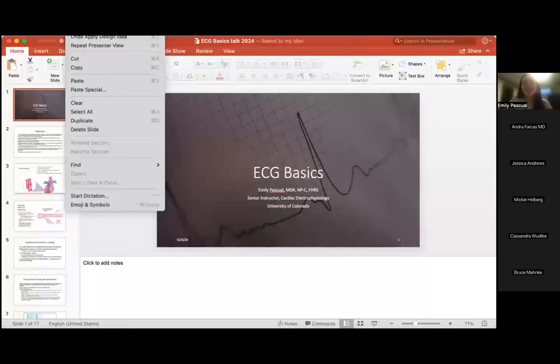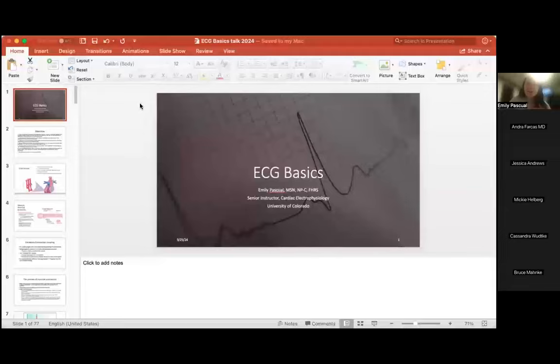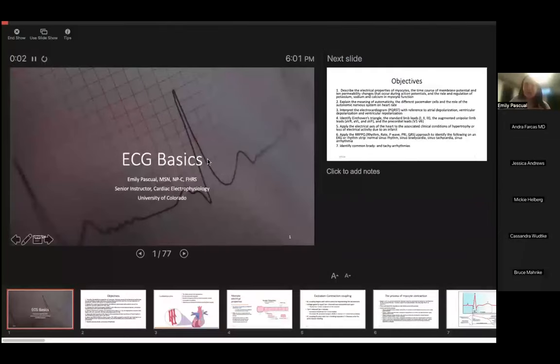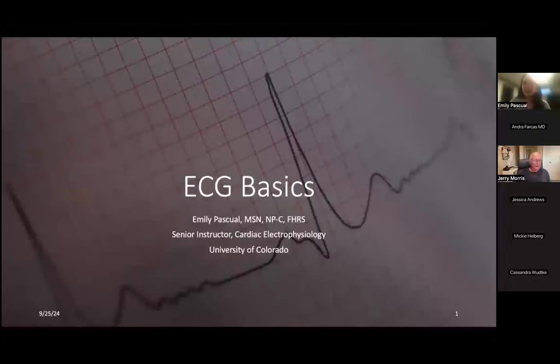And this is mostly a basic EKG talk. Can everyone see my screen okay so far? Yes, but it's the one that has notes on the next slide. Okay, hold on. There we go. Okay. Is that better? Beautiful.